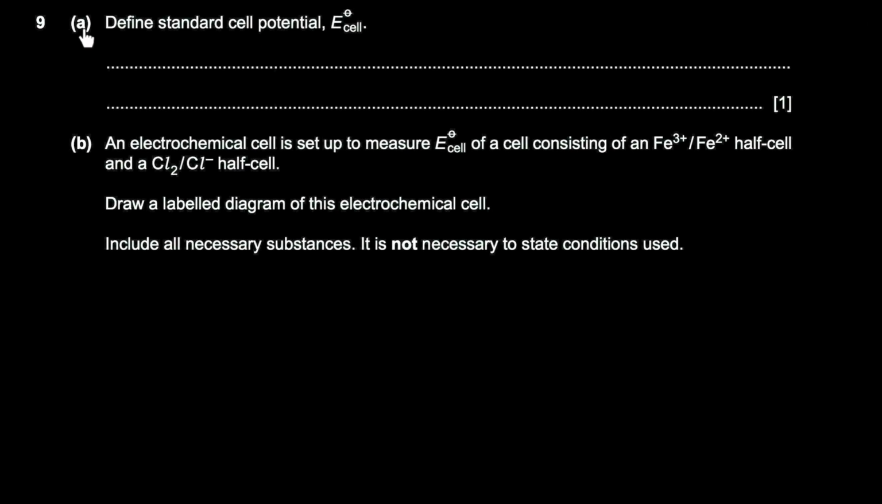Here we have question number 9, which says define standard cell potential. Standard cell potential is the potential difference between the cathode and the anode of a cell under standard conditions.